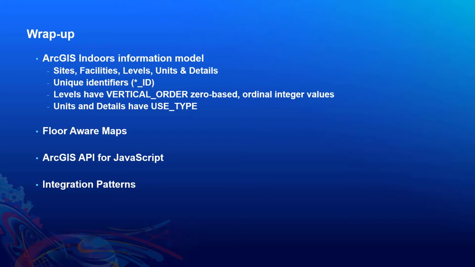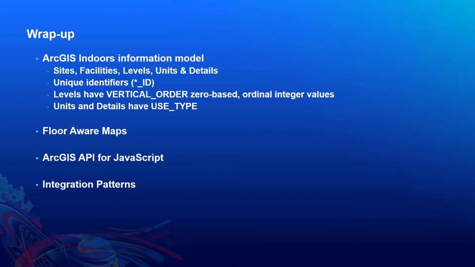In particular, remember that the Levels feature class has a vertical order field that contains the ordinal integer values you'll most likely want to use when coding level-specific functionality in your apps. And the Units and Details feature classes have a use type attribute that's useful for symbolizing rooms, doors, windows, and other architectural details.